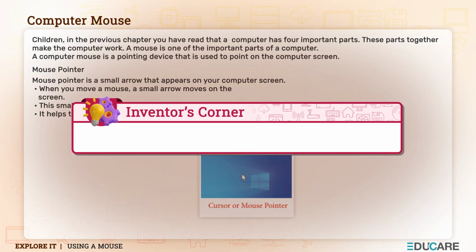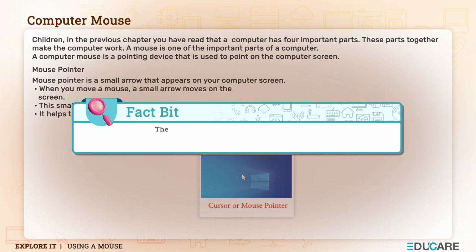Inventor's Corner. The computer mouse was invented by Douglas Engelbart in the 1960s. Fact bit. The mouse is also called the pointing device.